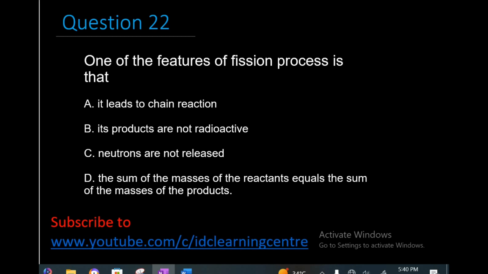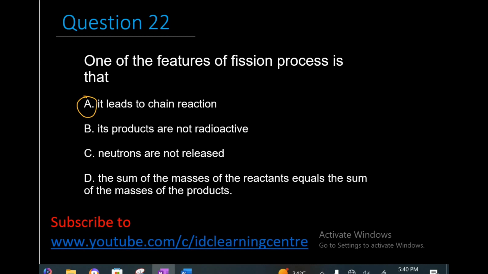The correct answer for this is A. Remember when I was explaining a question we solved earlier, I told you that fission has to do with the splitting of large nucleus to form light nuclei. Alright, so it leads to chain reaction. So the correct answer for this is A.